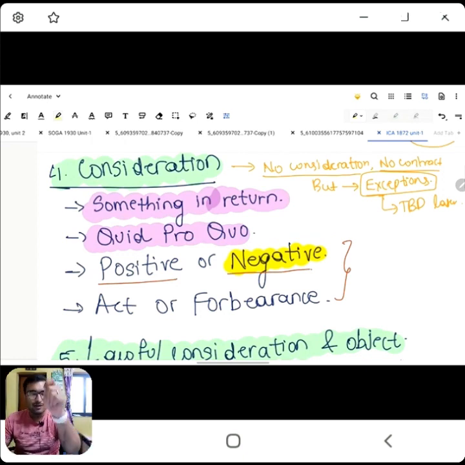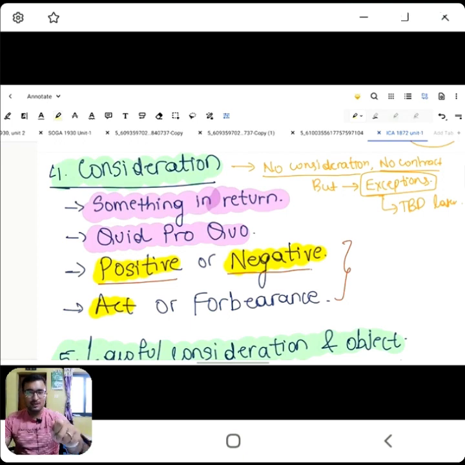I give money to the bus conductor, he gives me a ticket. That is a positive consideration. I do something for him, he does something for me. But if I do something for you and you don't do something for me, that is a negative consideration. So consideration can be positive or it can be negative. Consideration can be an act. For example, I give money to the conductor, he gives me a ticket. This is an act that he's doing.